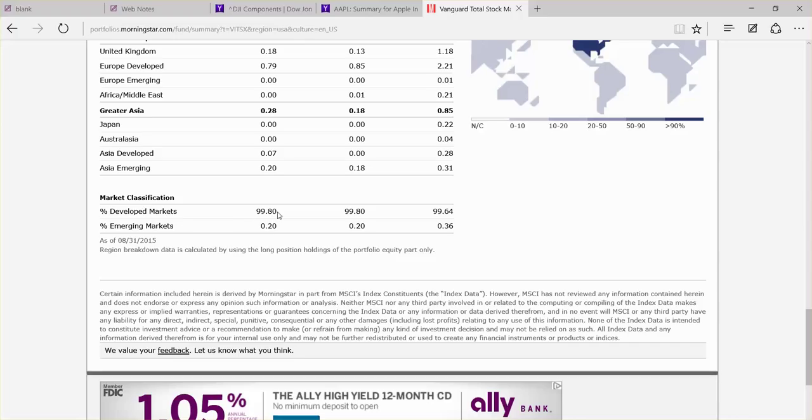But this one also focuses on developed markets and really has nothing in emerging markets. I want a little bit of emerging markets in my portfolio, so perhaps I could find an emerging market fund to balance out this as well.